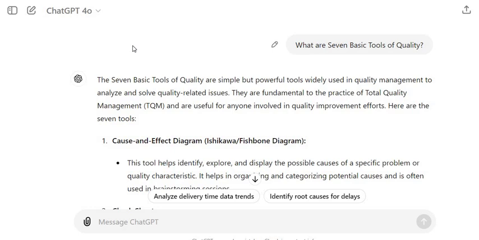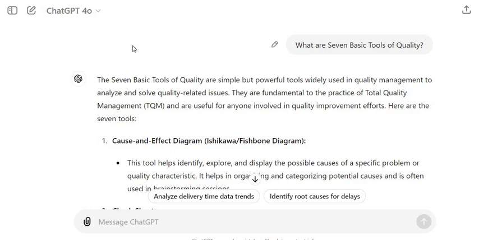Coming back to today's video, as I said earlier, I will show you how you can use ChatGPT for application of 7 basic tools, 7 basic quality tools.